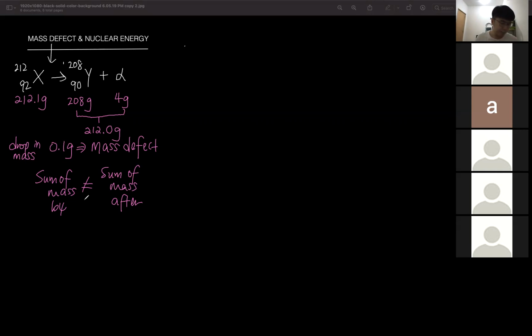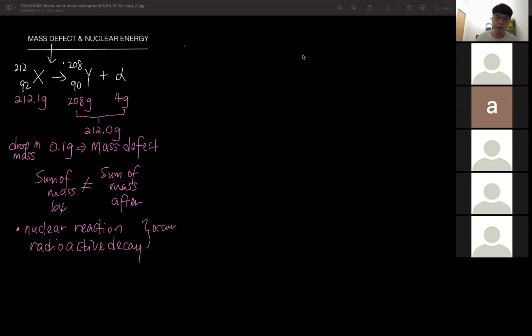The thing is, the mass is changed into nuclear energy. It is changed into what? It is changed into nuclear energy. Now let me stress again. Mass defect happens in nuclear reactions and also in any type of radioactive decay. It occurs in any of these two.